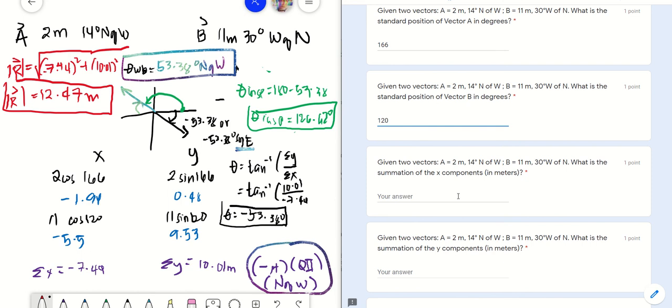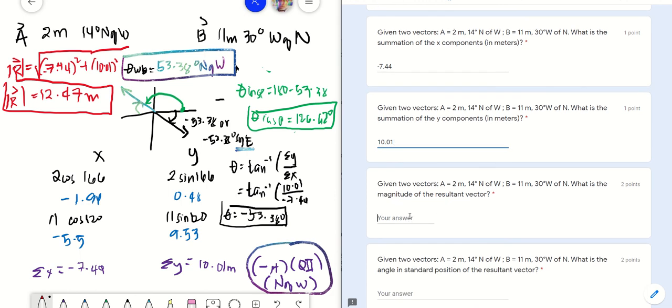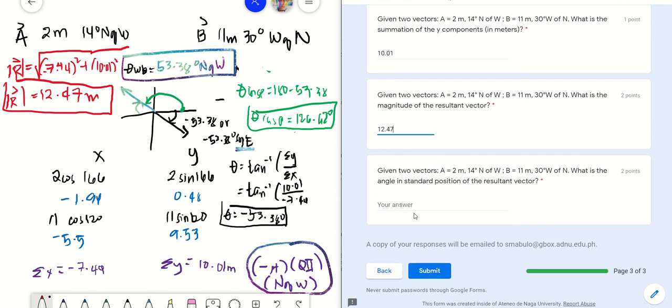Given two vectors, what is the summation of x? Negative 7.44. And then, what is the summation of the y components? 10.01, since we already solved it. The magnitude of the resultant vector is 12.47, and the angle in standard position is 126.62. Let's submit, my score should be perfect.